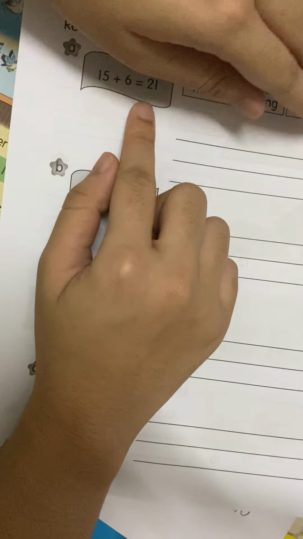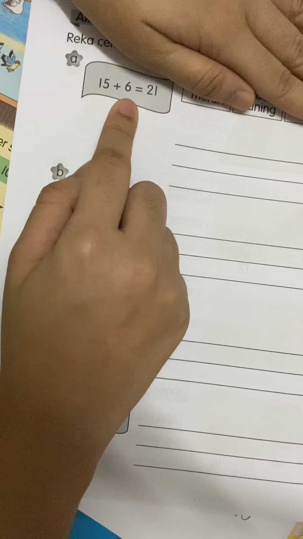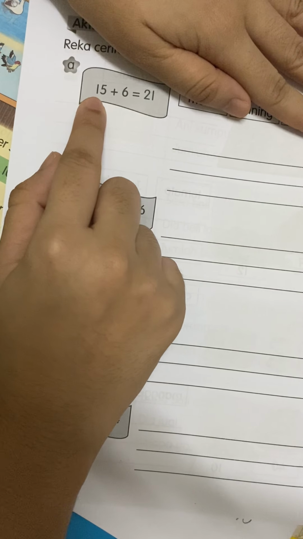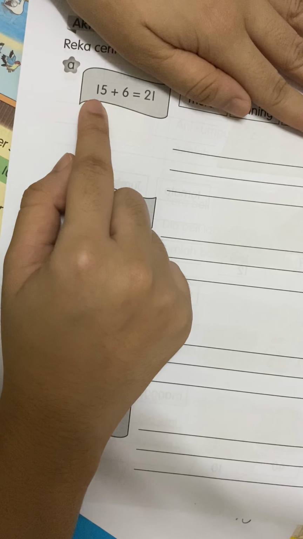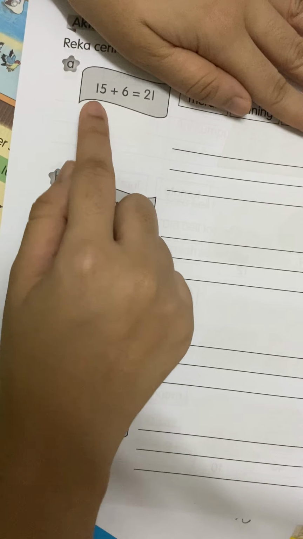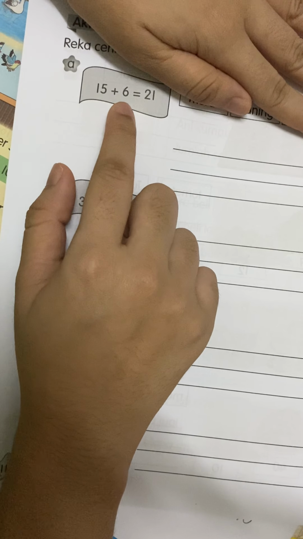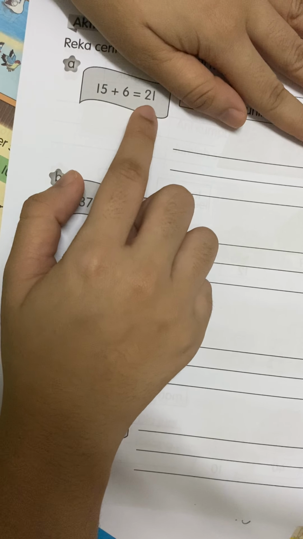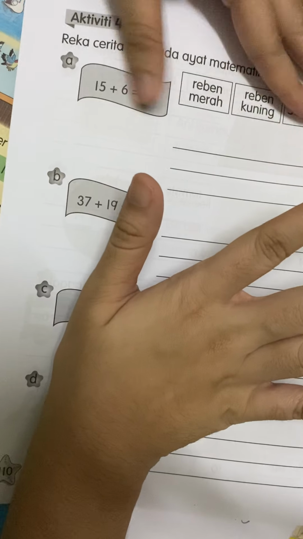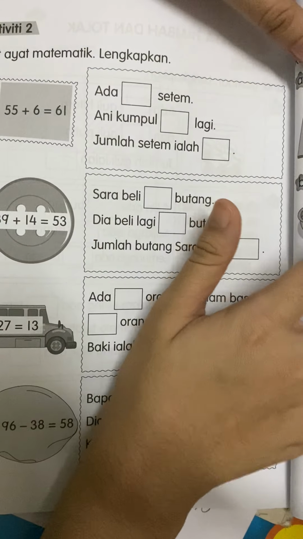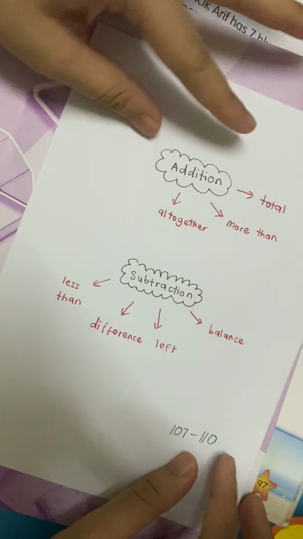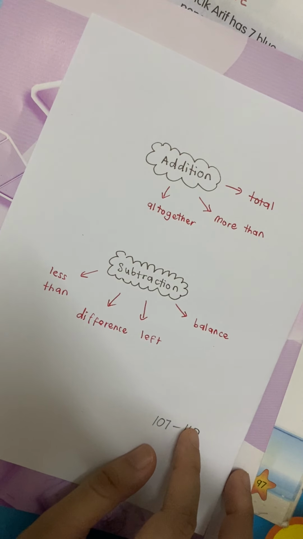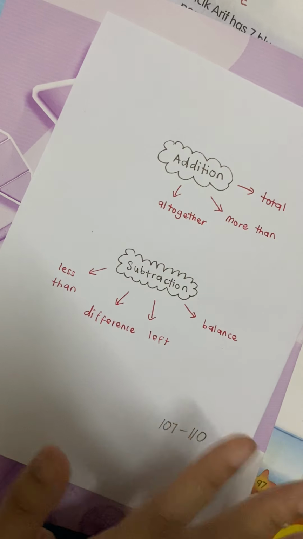For example, for this one, we just see 15 plus 6. I give you an example. There are 15 pink colored ribbons, and there are 6 yellow colored ribbons. The total amount of ribbons is 21. Just use the keywords, and then use your creativity to make your own stories from the equation.